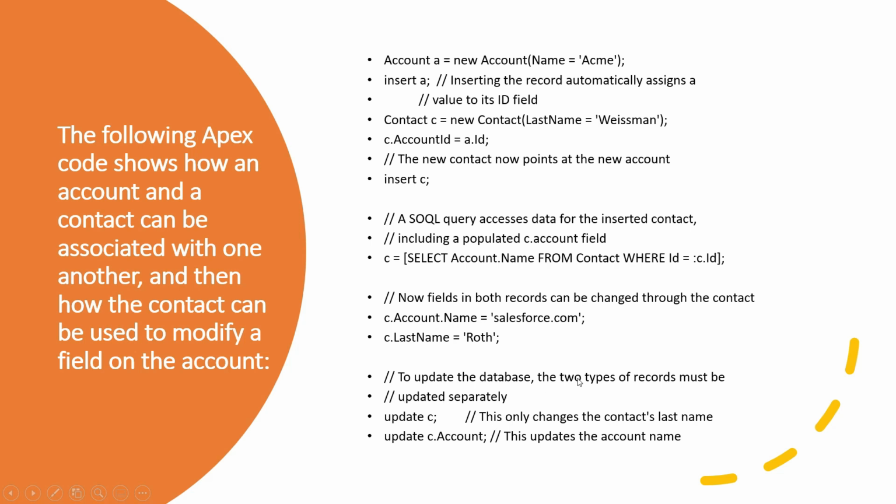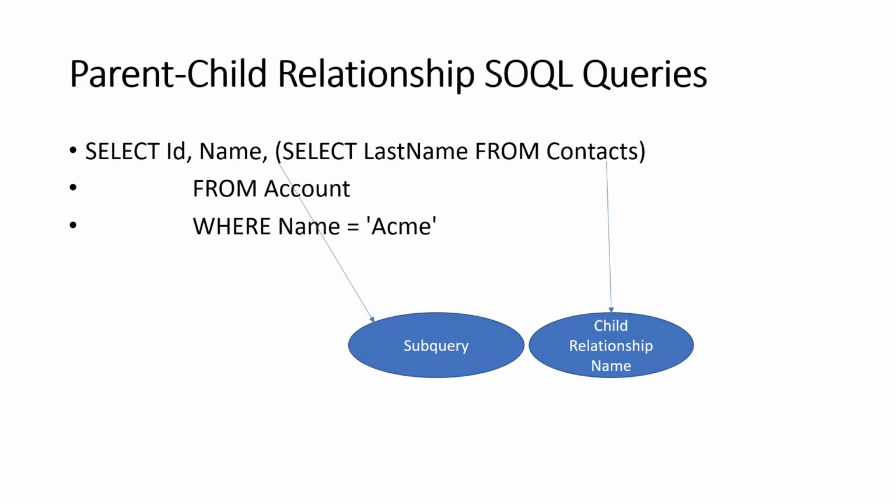To update the database, the two types of record must be updated separately. So how? The first statement, update c, will update the last name of the contact. So this will only change the contact last name. And update c.account updates the account name, the account that we have inserted.